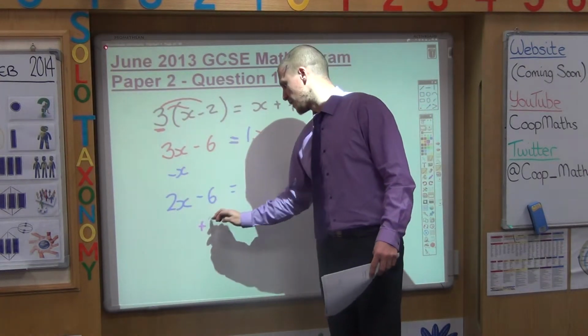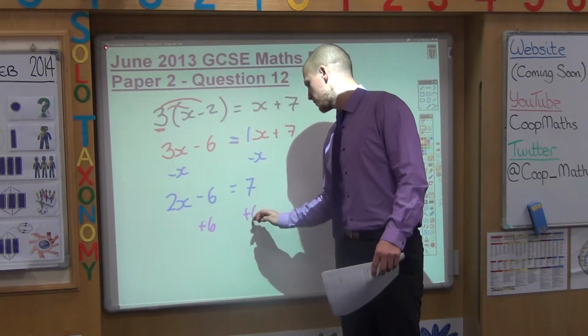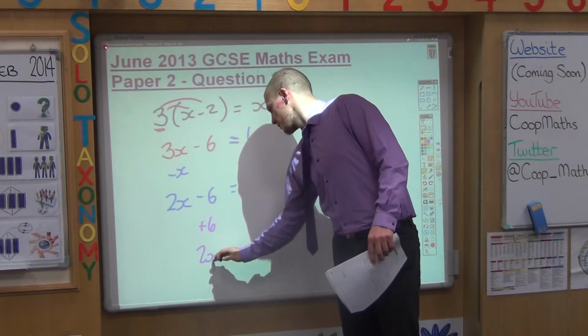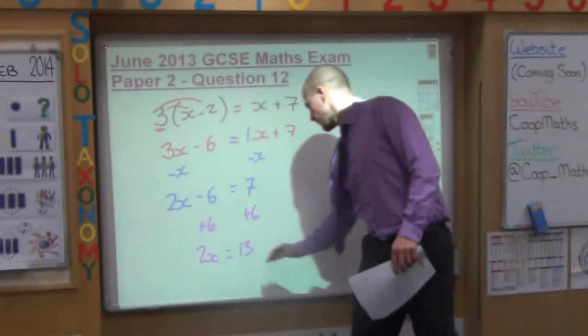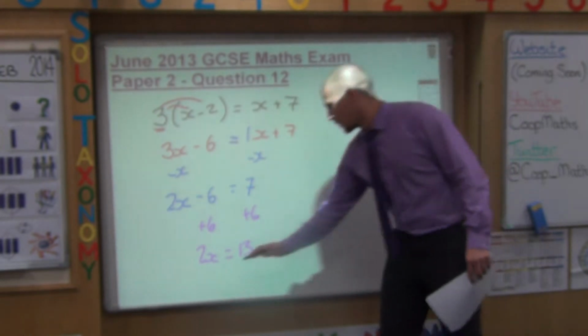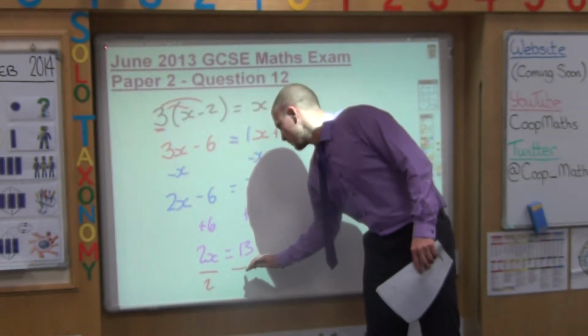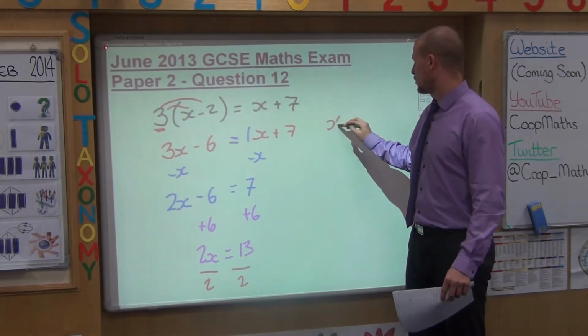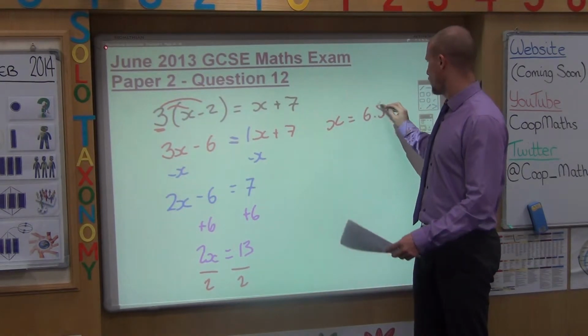Get rid of a take away 6, add 6 to both sides, leaving us with 2x equals 13. And in order to get x by itself there, we divide both sides by 2. X is going to be 13 over 2, or 6.5.